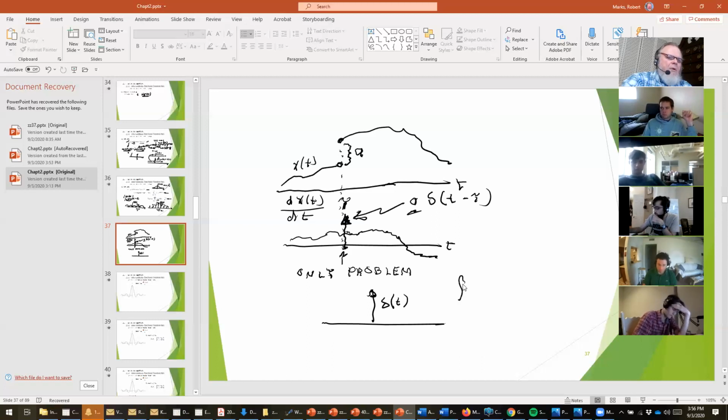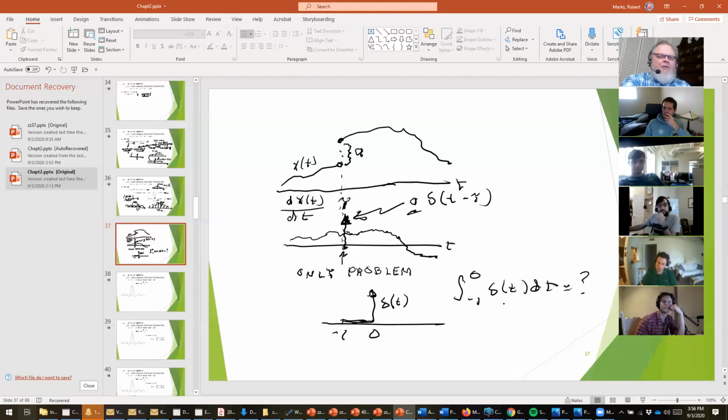What is the integral from, say, -1 to 0 of the delta of t? So you're integrating from -1 to 0 of the delta of t. And what is that equal to? There's a problem. And the problem is, do you include the Dirac delta at the origin of the integration? Do you include half of it? Do you include all of it? What's your definition? What do you do? The answer is there is no answer.